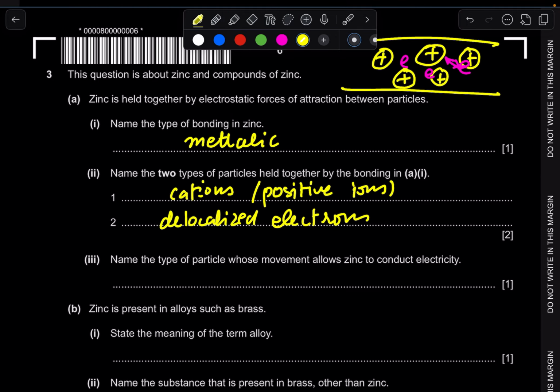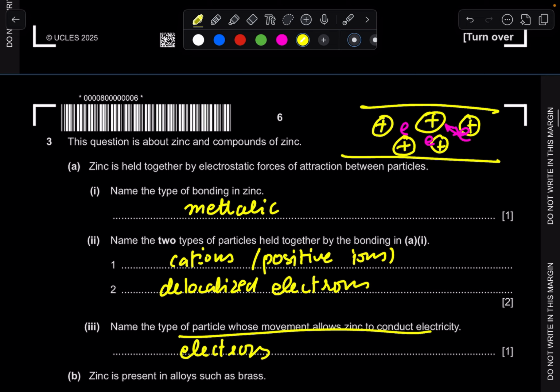Okay, name the type of particle whose movement allows zinc to conduct electricity. Electrons. Why? Because zinc is a metal, and these electrons can move through the structure like this. They're going to move and they're going to conduct electricity.